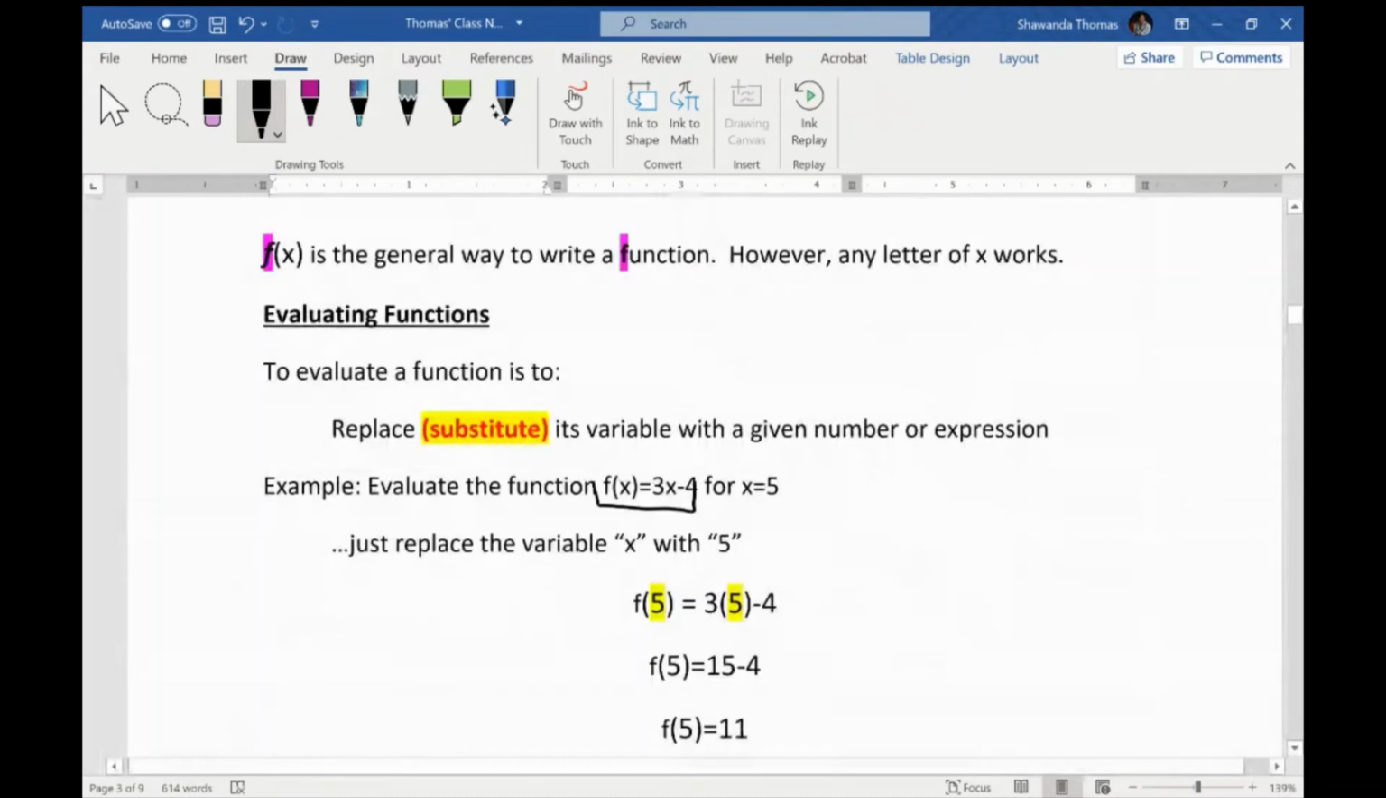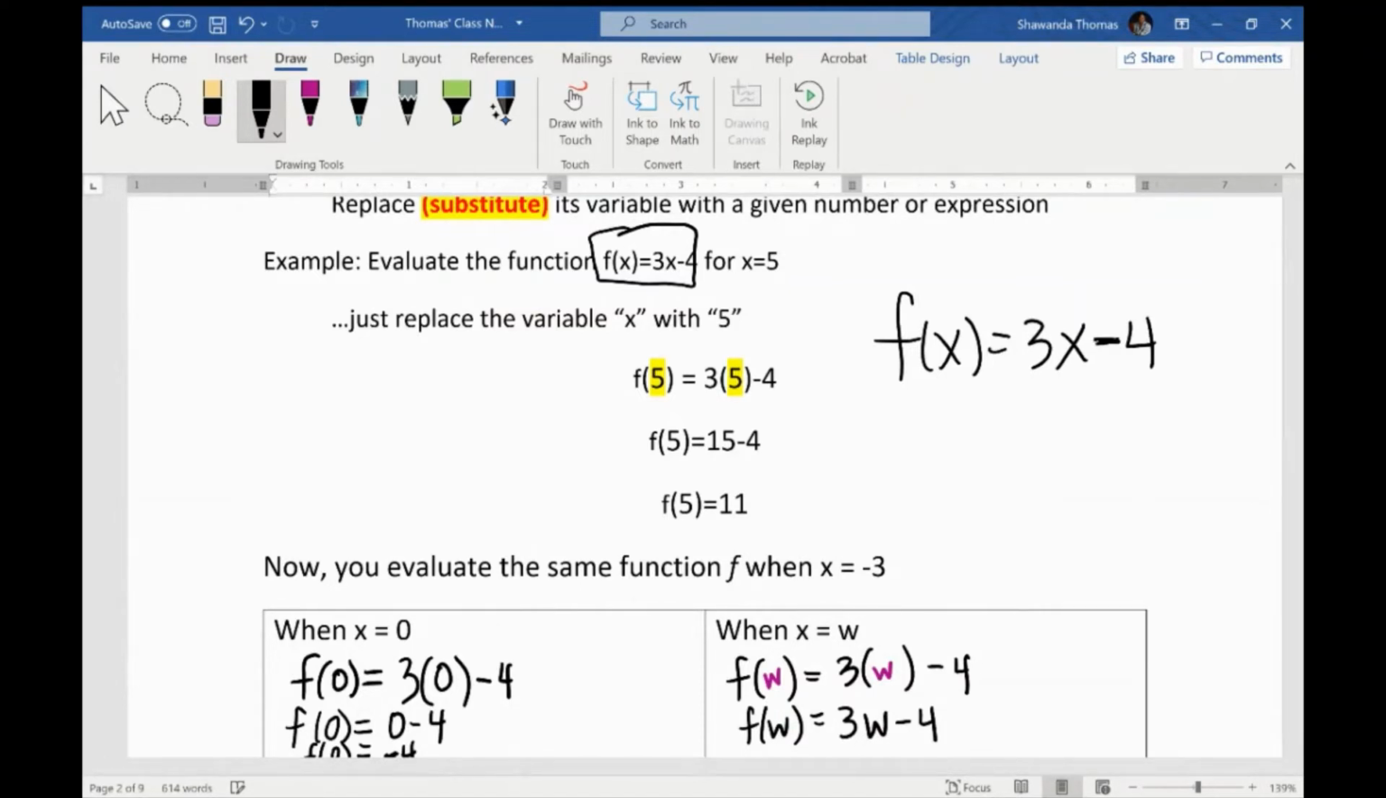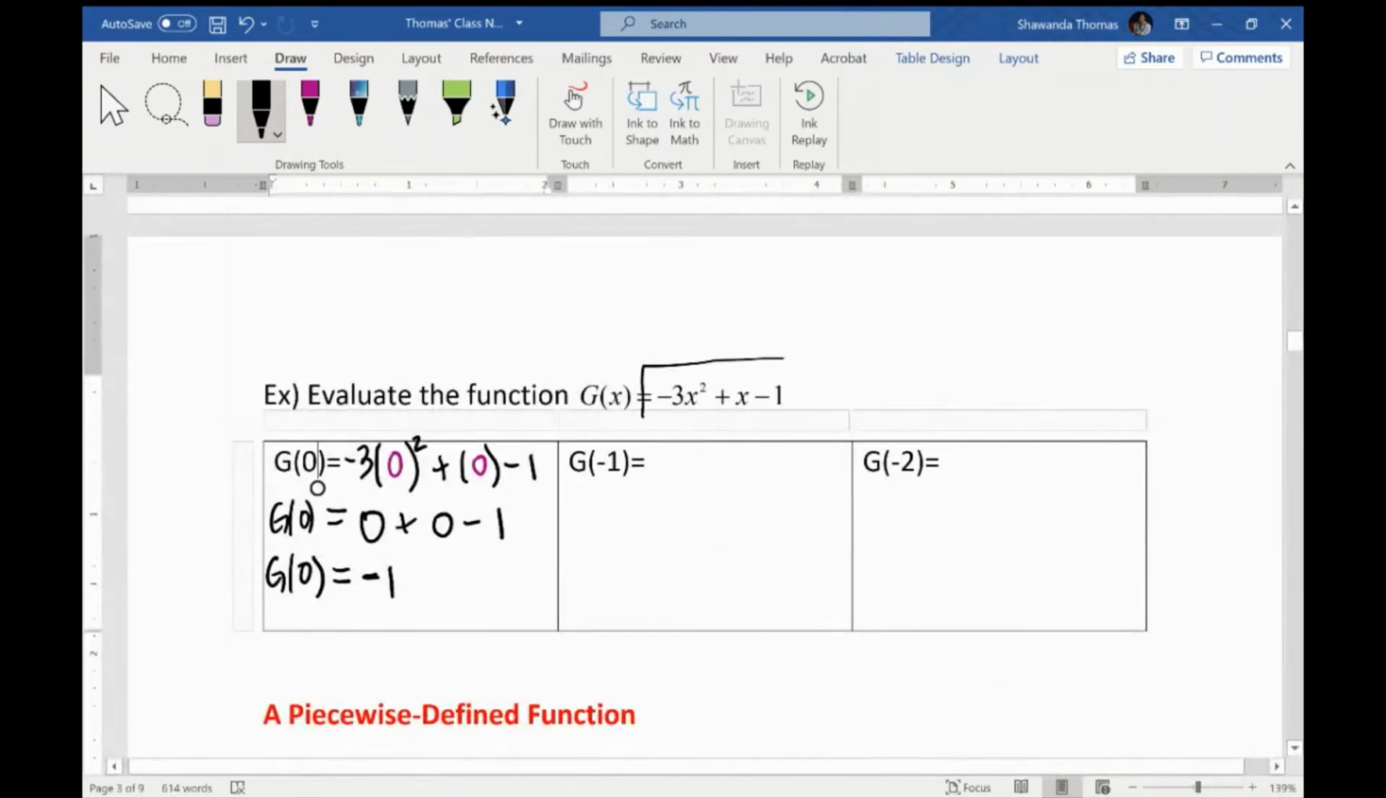Now, let me ask this question, see if y'all know this. F of x equals 3x minus 4. Do y'all know what shape that is? If you had to graph it, how would it look on a graph? Don't worry about it. Let me ask another one. Would you know what shape that one is? That might trigger something.